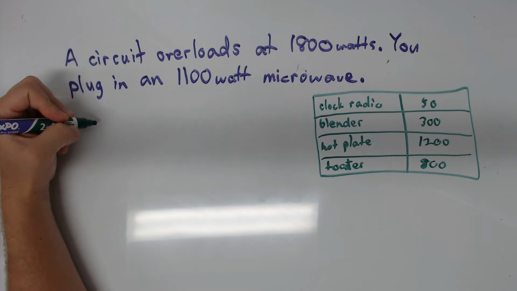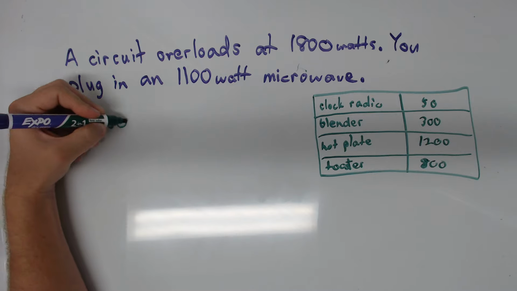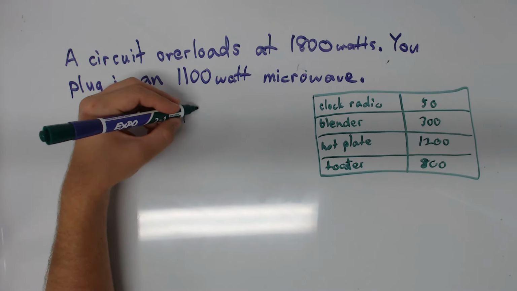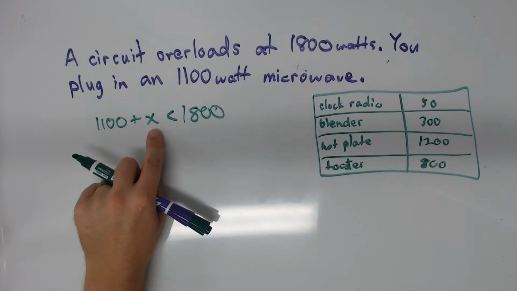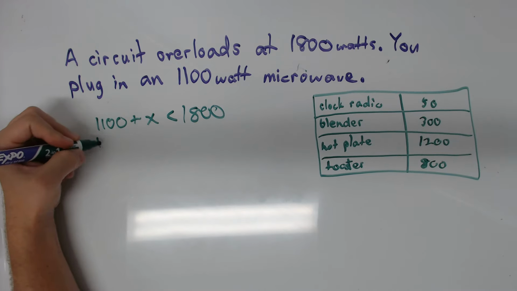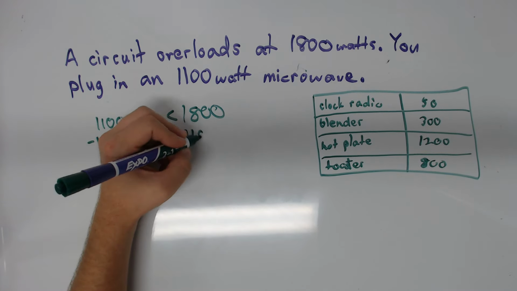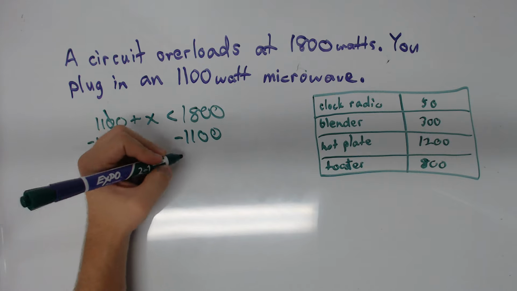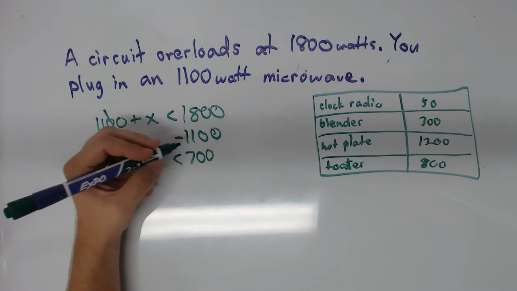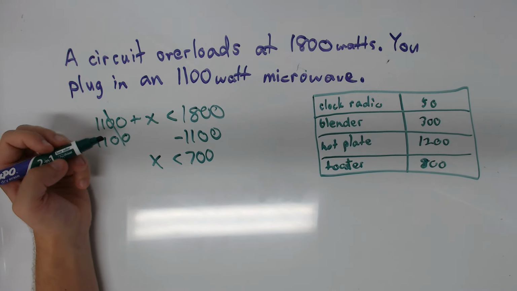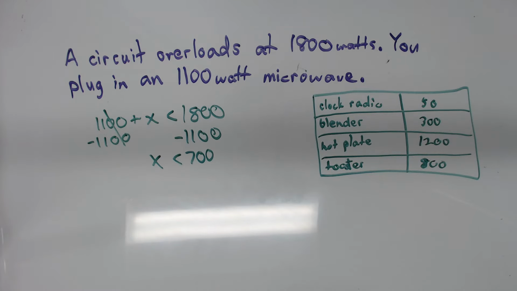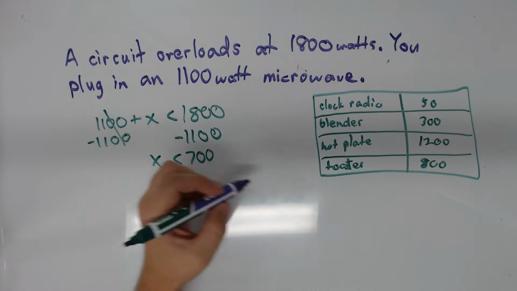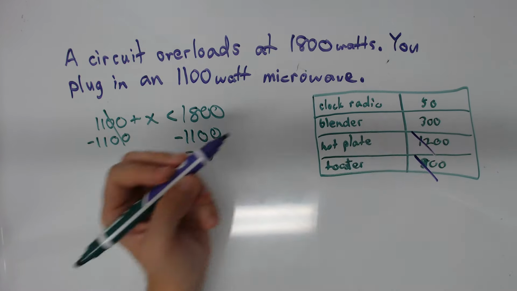So if our equation is 1100 plus x is less than 1800, maybe a little bit of mental math will tell you what x is, but we can also do a solving step. And I end up with 700 watts left. I can't use another 700. I have to stay less than that. So right away, looking at this table, we should be like, anything bigger than 700's just got to go.